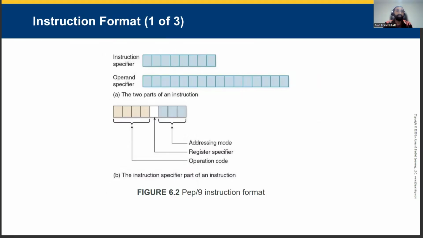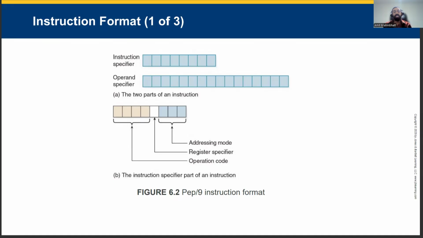Instruction format. This slide introduces PEP9 instruction format, which defines how each machine language instruction is organized. The figure shows that an instruction is divided into fields, each serving a specific purpose. Understanding this layout is essential because PEP9 interprets instructions based entirely on how these bits are arranged. Every instruction includes an operation code, or opcode, that tells the machine what action to perform.